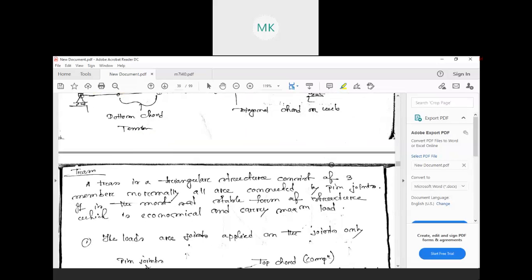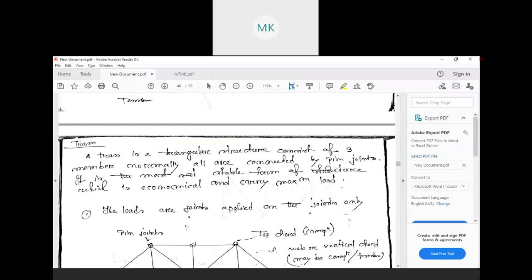So let's start. What is a truss? We'll discuss a little bit about the introductory part of our truss. A truss must be a triangular structure. A truss is a triangular structure, normally consisting of three members, all connected by pin joints. It is the most stable form of structure, which is economical and carries maximum loads. In a bridge we need a strong structure to withstand the load coming to it, because along with the dead load there is always a live load coming on that structure.